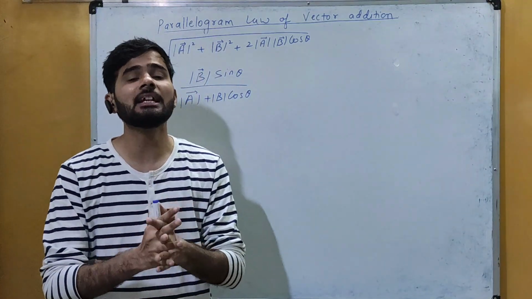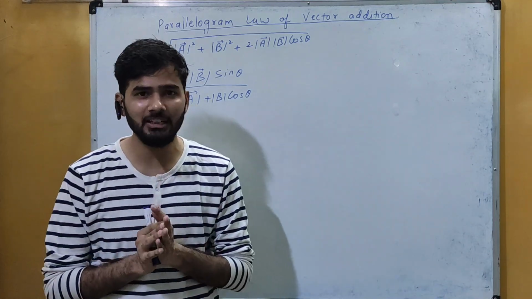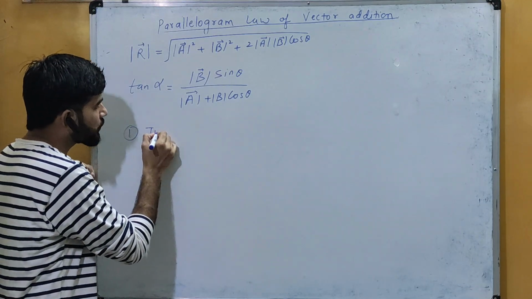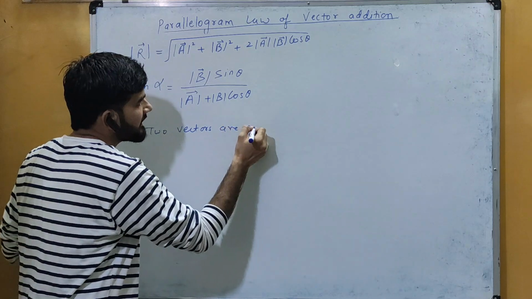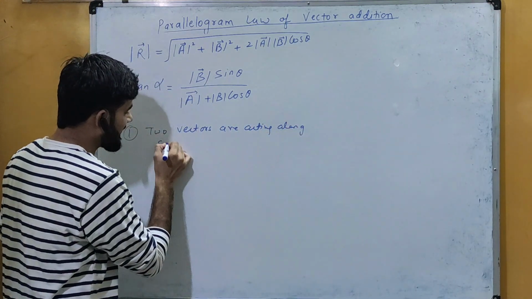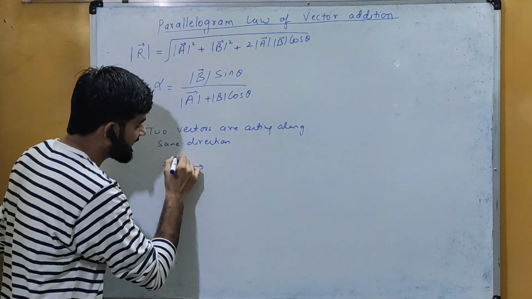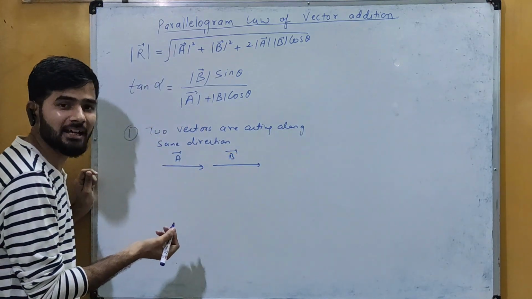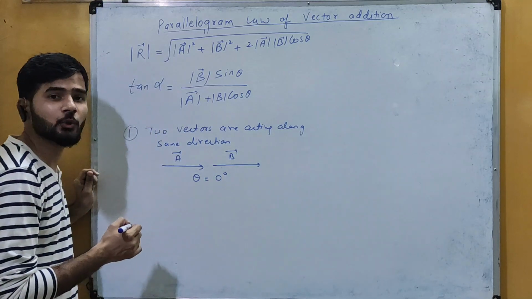So now here we will see the special cases for the triangle or the parallelogram law of vector addition. The first case is that the two vectors are acting along the same direction. So if I have two vectors, vector A and vector B, they both are acting along the same direction. Even in that case, the angle theta between them will be equal to 0 degree.